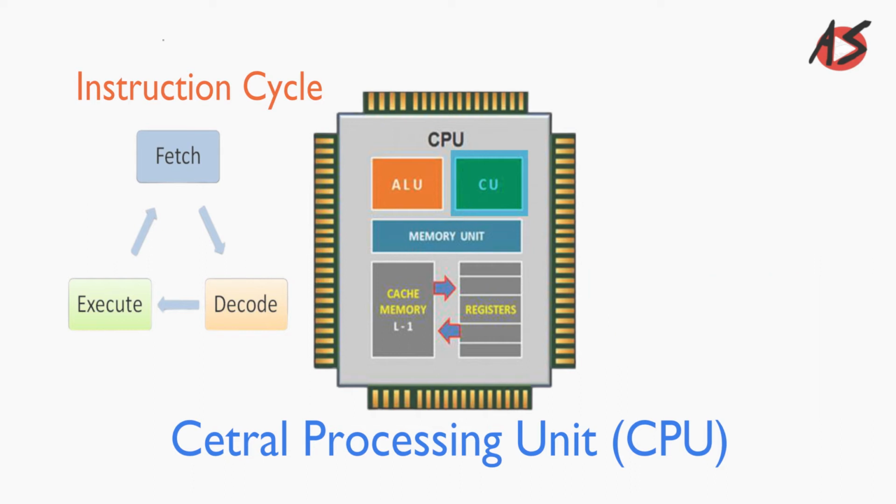Second, the arithmetic and logical unit, ALU. The ALU is a combinational digital electronic circuit that performs arithmetic operations like addition and subtraction, or bitwise operations that work on bits 0 and 1, like bitwise AND and bitwise OR on binary numbers.